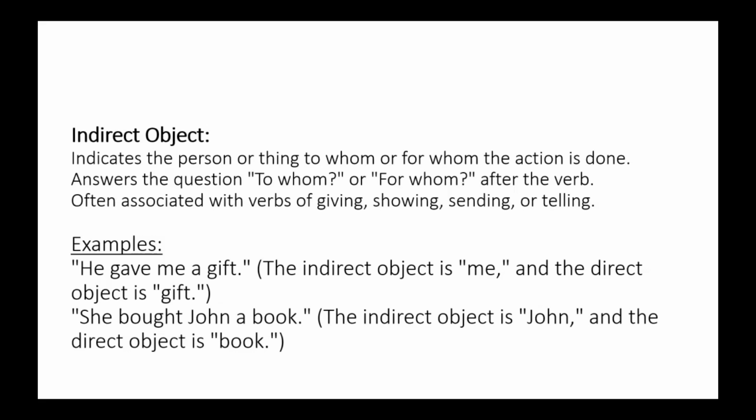She bought John a book. We know that the subject is she, the verb is bought, and the objects will come right after the verb. John is indirect because he receives the direct object, which is the book.